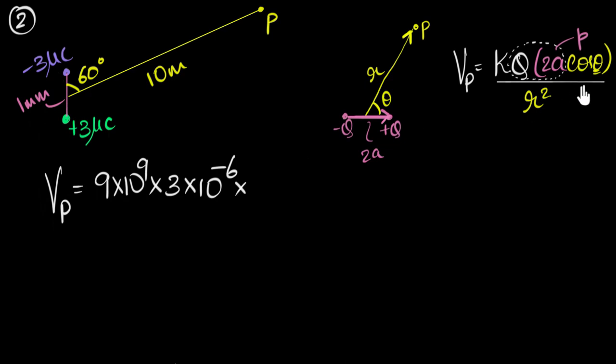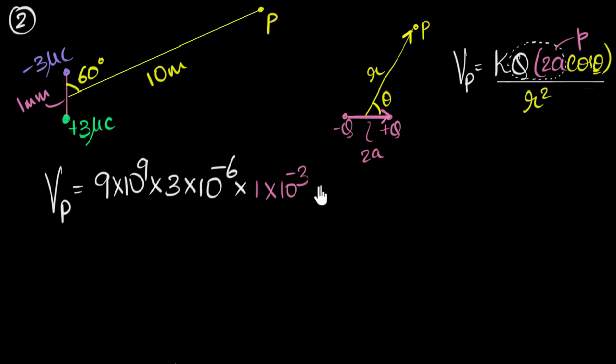And times 2a. Now, one of the mistakes I used to make while substituting over here is with 2a, I used to put 2 times, say, 1 millimeter, but it's not. This itself is 2a. Remember, 2a is the distance between the two charges, okay? So 1 millimeter itself is my 2a. So it's 1, and a milli is 10 to the minus 3. So let's take care of our 10 powers.